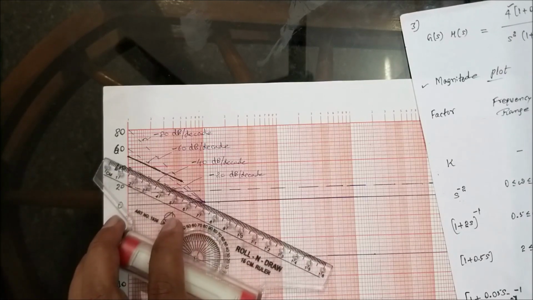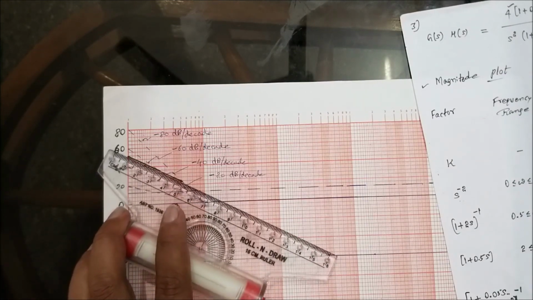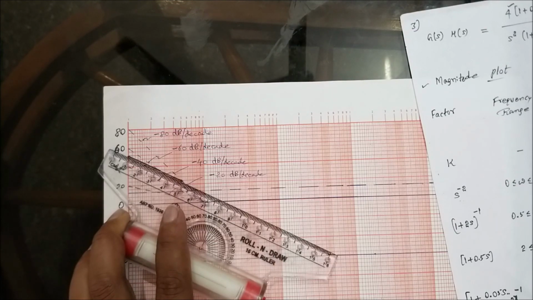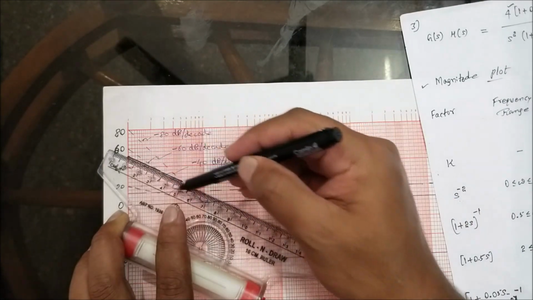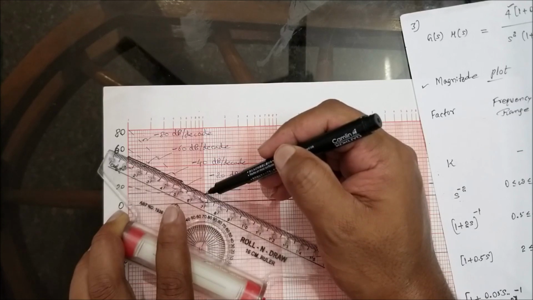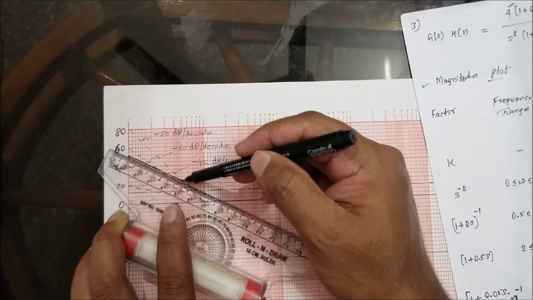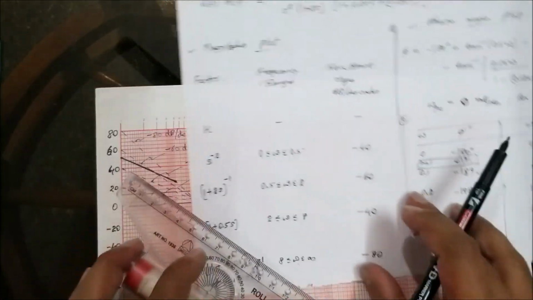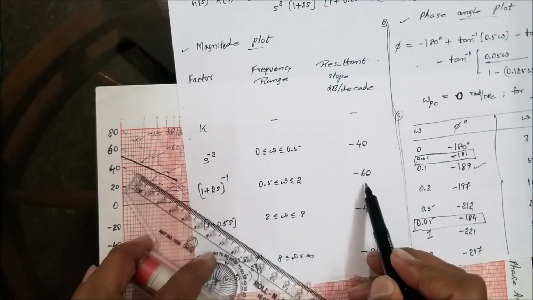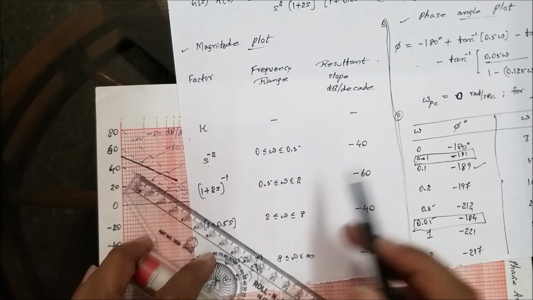So stop at this point, 0.5, done. That is, make a shift, done, shifted. The very first line is minus 40 decibels per decade, shifted. Don't draw the line further, because the minus 40 decibels per decade is varying from 0 to 0.5 radians per second. If I draw the line, it will become 1 radian per second. So in order to stop it at 0.5 radians per second, I stopped here itself. Now what is the next line? The next line is minus 60 decibels per decade, varying from 0.5 to 2 radians per second.